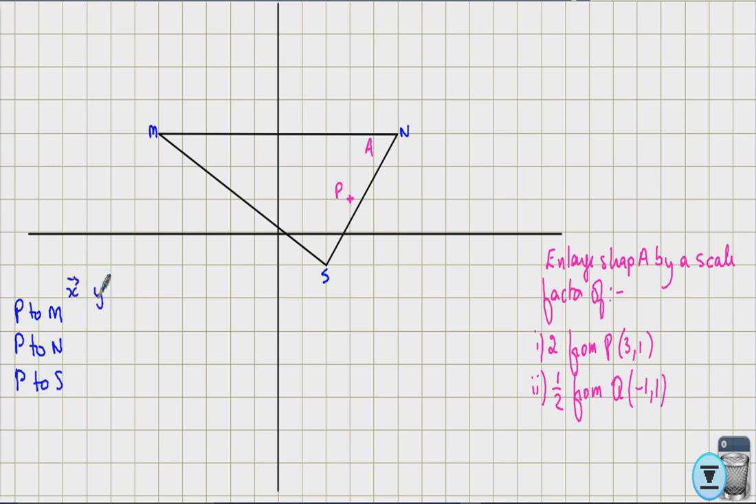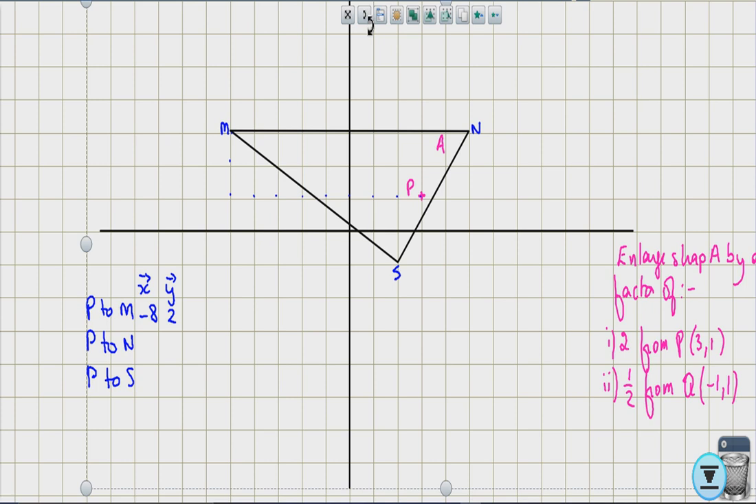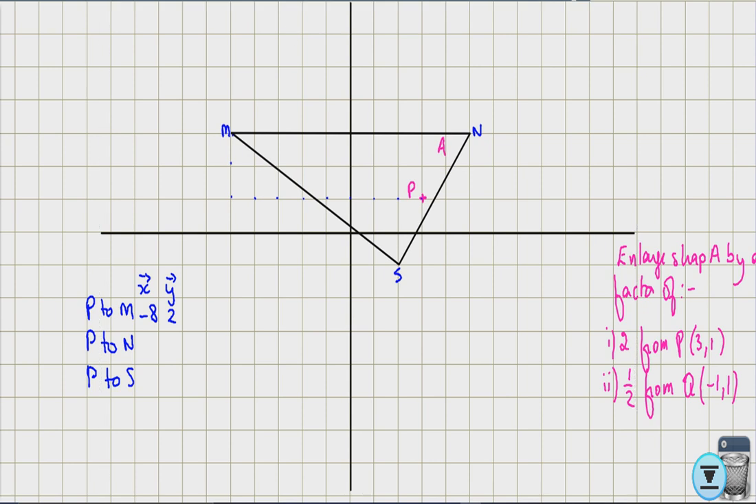How much should I move on the X and how much should I move on the Y? So from P to M, I need to move 8 to the left and 2 up. From P to N, I need to move 2 to the right and 2 up, and from P to S I need to move 1 to the left and 2 down.